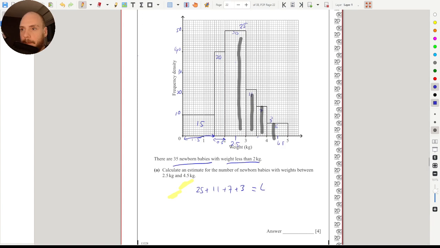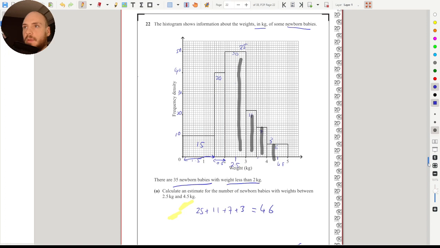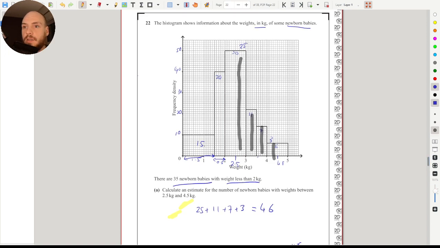Okay, 46 babies. Now let me just make sure: 25 plus 11, yep. Okay, excellent. So 46. So what we can also do here, because I imagine it's a histogram question, we'll probably have to work out the median. So what I'm going to do now is add all our frequencies together, and I'm going to rub out anything that is inessential.